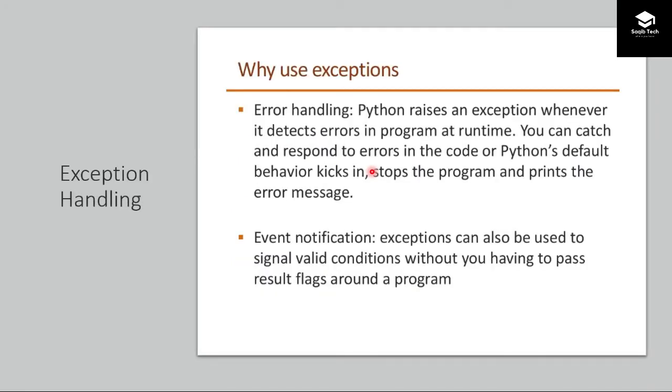You must remember why we use exceptions. There are basically two main purposes. One I have told earlier is error handling: whenever a Python program detects an error at runtime, you need to catch it and respond to that error so that the program does not stop and it simply prints the error message. Second is event notification. This is also an important usage of exception handling. Exceptions can also be used to signal valid conditions without you having to pass result flags around a program. Whenever a situation occurs, you can signal that this event occurred. This can also be done using exception handling.